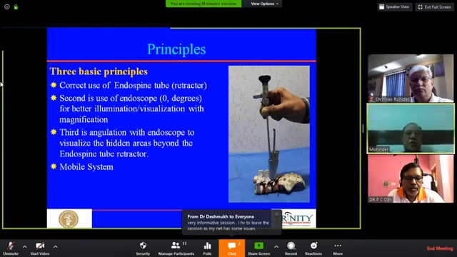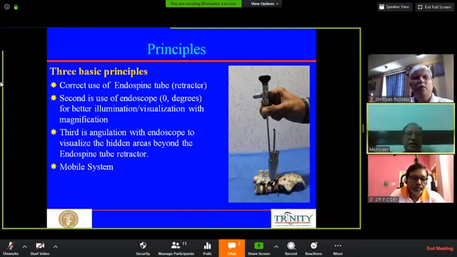So third is the angulation with the endoscope to visualize the hidden areas beyond the endospine tube retractors. So these are the advantages and principles of our endoscope or Destandau technique, and it is a mobile system. You can rotate it clockwise, anti-clockwise. You can move it cephalad, caudal. As Dr. Rohidas has shared, you can address 2 levels comfortably through one skin entry port.